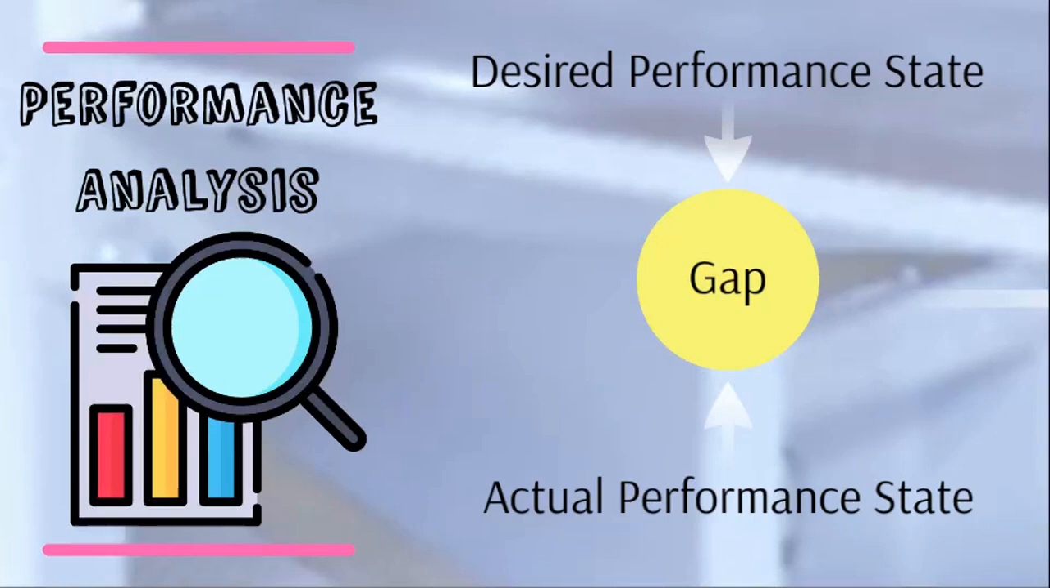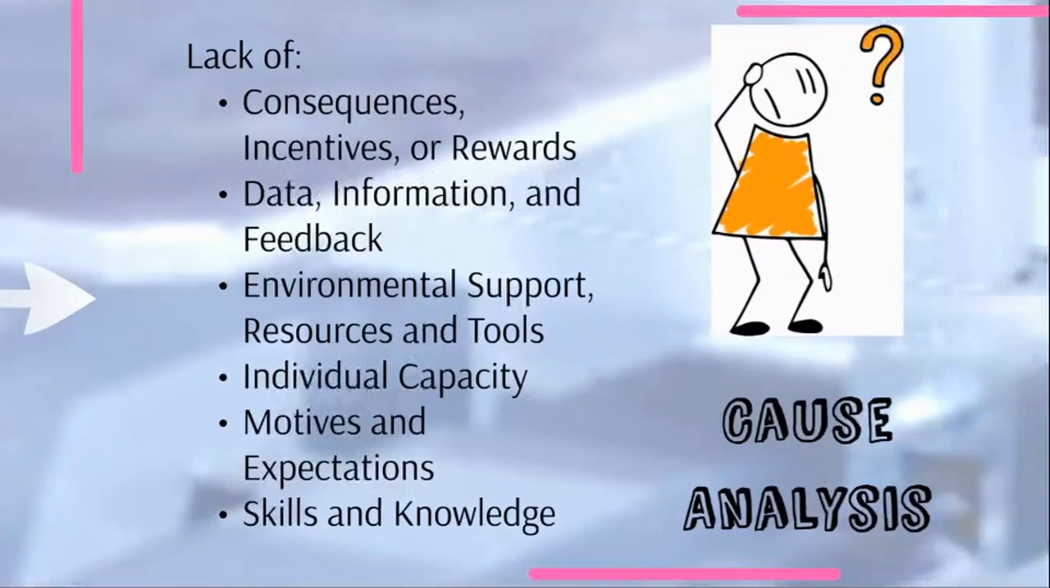Once the performance gap has been identified, the next step is to investigate the cause. Possible causes include a lack of consequences, incentives, or rewards, data, information, and feedback, environmental support, resources, and tools, individual capacity, motives and expectations, or skills and knowledge.